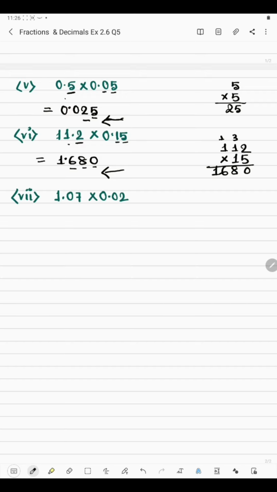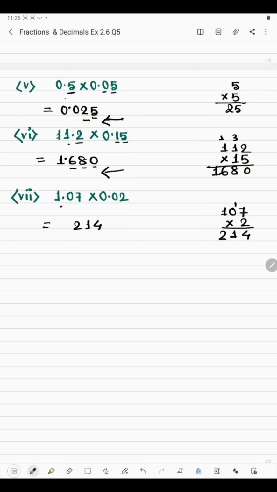Okay. Now in the seventh part we have 1.07 multiplied by 0.02. If you ignore the point in 1.07, it will become 107, and if you ignore the point in 0.02, it will become 2. So 2 sevens are 14, 4 and 1 carry, 2 ones are 2, so we have 214.